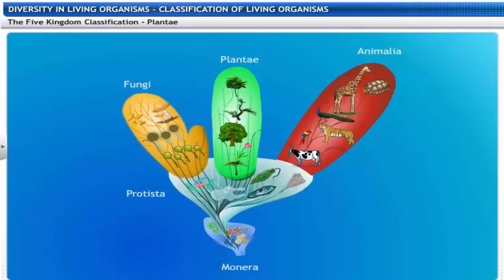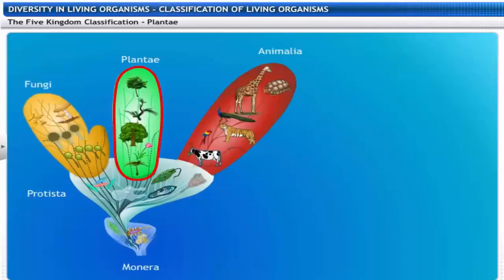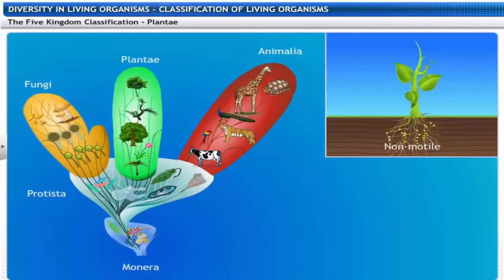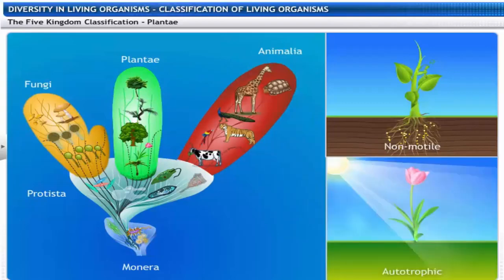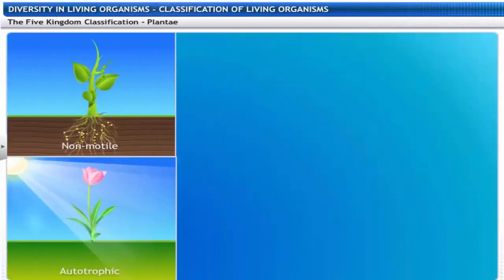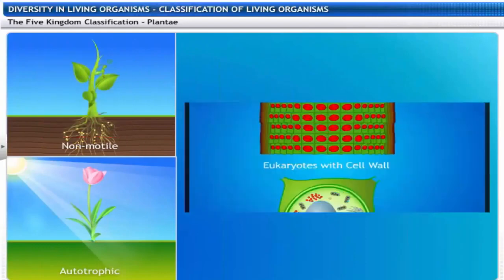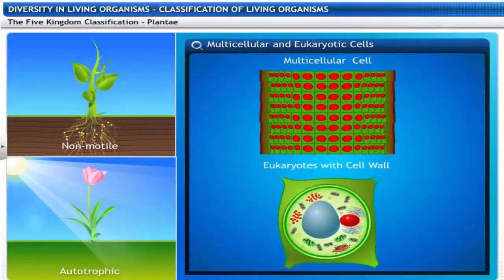The kingdom Plantae includes all plants that are non-motile and autotrophic. They are multicellular and eukaryotic with cell walls made of cellulose.